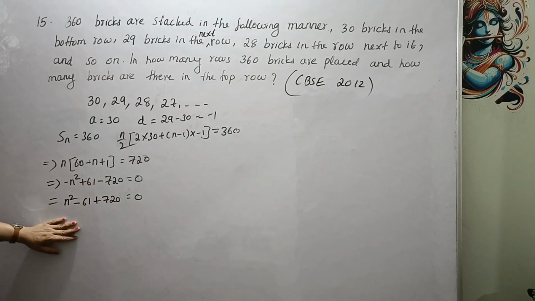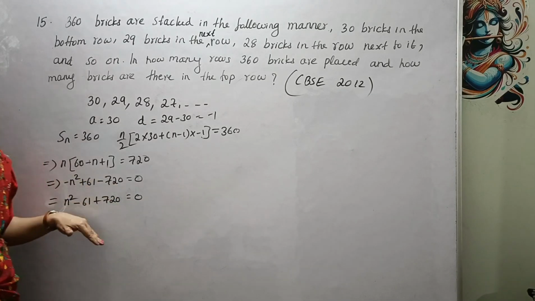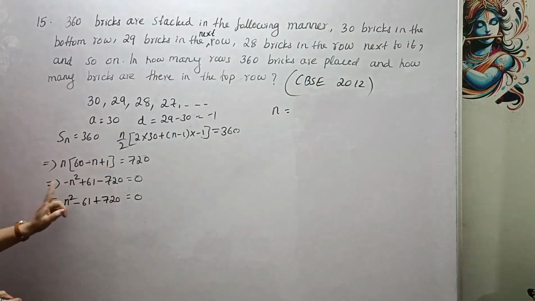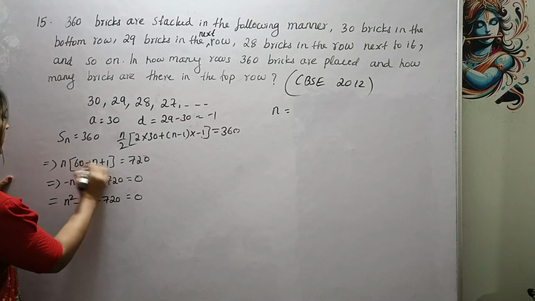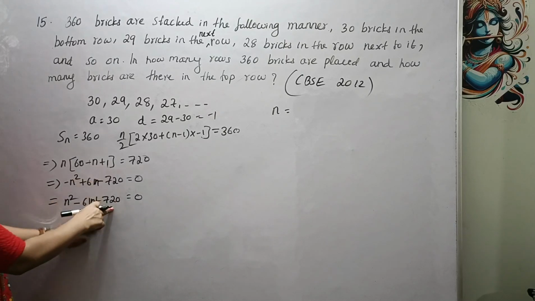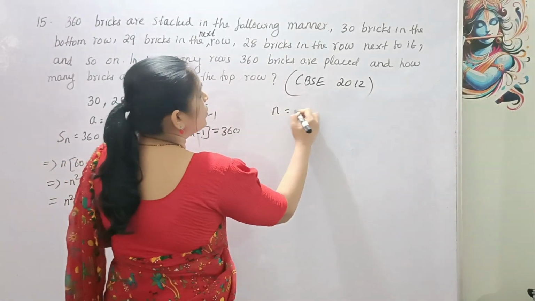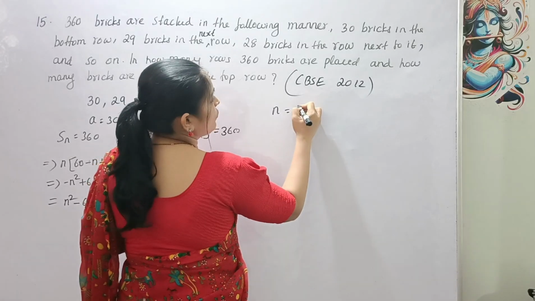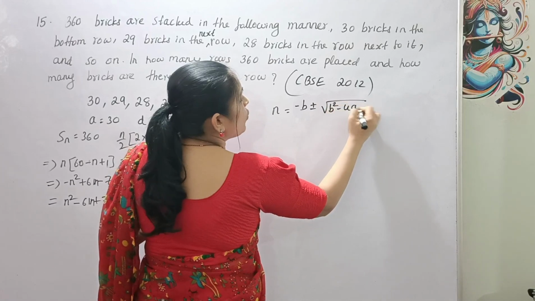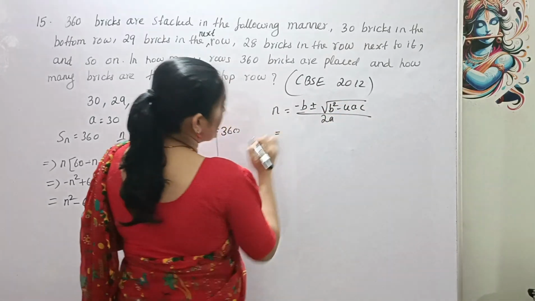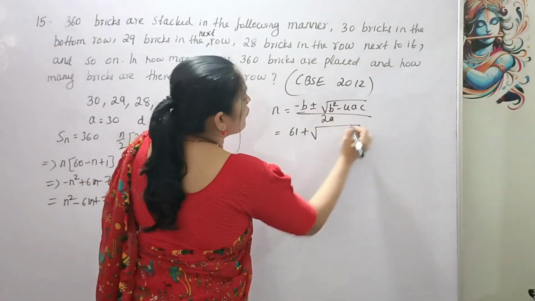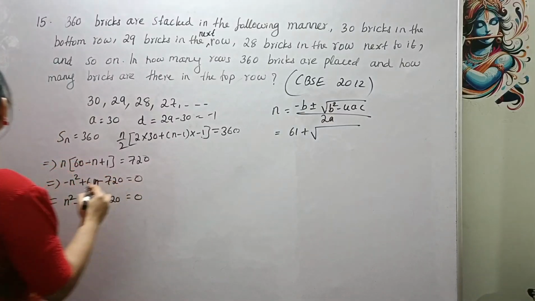Now we have got a quadratic equation. Now we will find the value of n by quadratic formula. Here a is equal to 1, b is equal to minus 61, c is equal to 720. I will write the formula: n is equal to minus b plus or minus root of b square minus 4ac, divided by 2a. That is equal to minus of minus 61, that is 61, plus square root of 61 square. What is the square of 61?